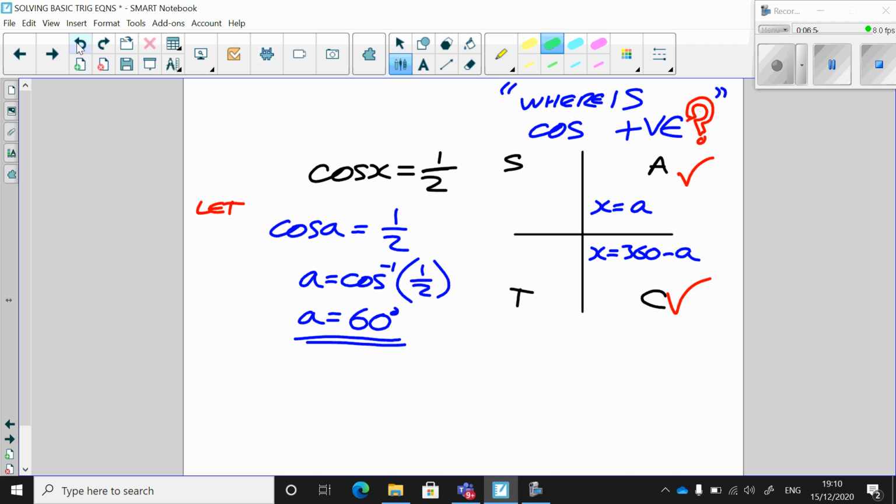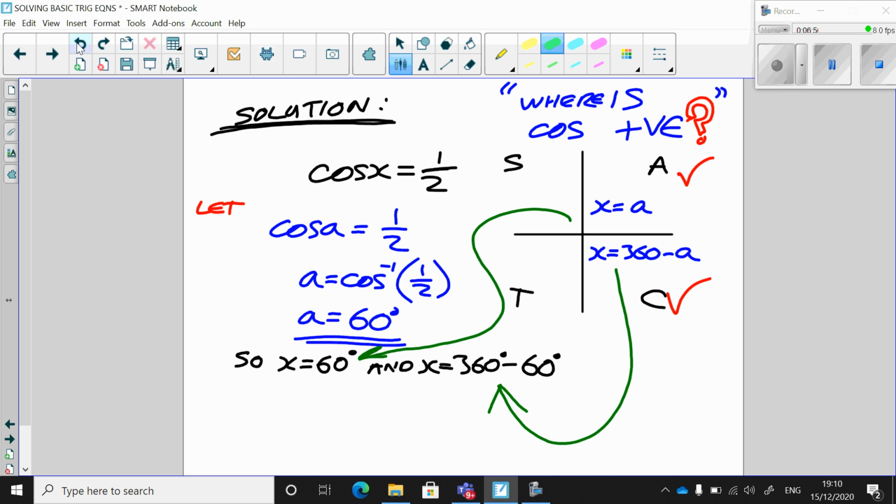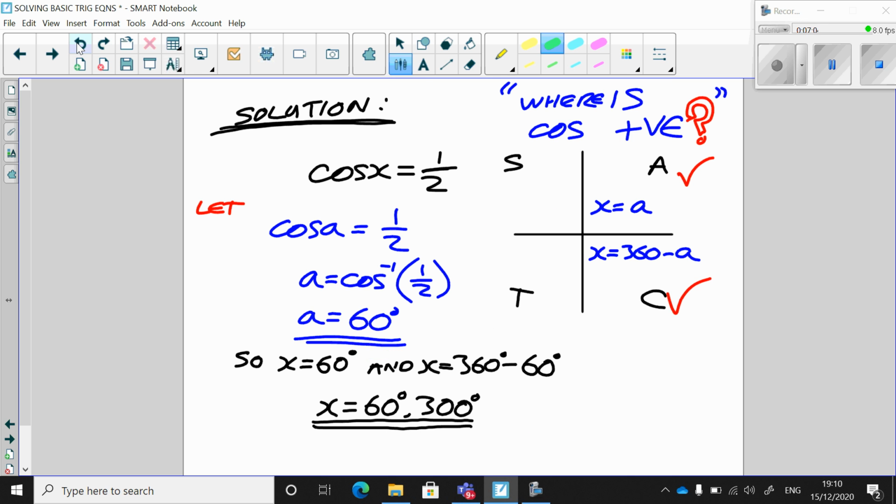Right, so that's what's happening next, okay? There you go. X equals A is 60, 360 minus 60. Bingo. So let's tidy it up. So that's my two answers. If you want to check if they're correct, type in cos 60, you should get half, 0.5. Put in cos 300, you should get 0.5 or a half. Good. Right, that's my first trig equation done.